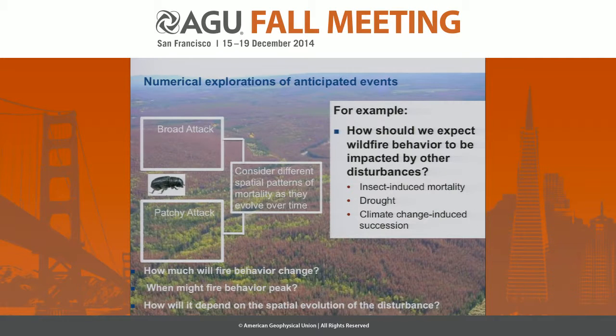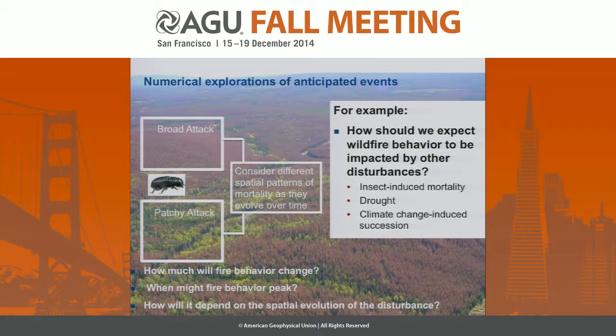So I'm going to go through a set of examples now just to give you a flavor of the kinds of things that are starting to be explored with these kinds of models and where we see the future being. So you can explore anticipated events. There's been a lot of bark beetle-induced mortality in the forests in the West in the past decade. And so a lot of people have become worried about what that means for fire behavior. Will it become worse? Will it become less severe, etc.?